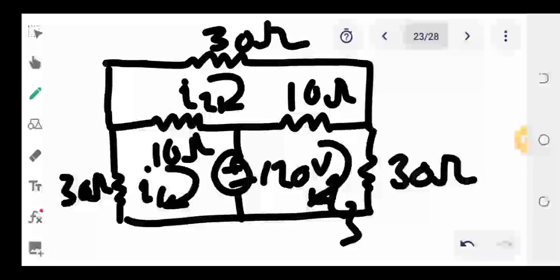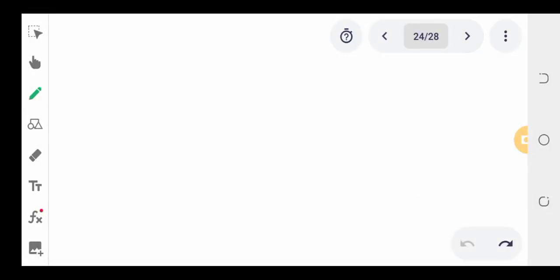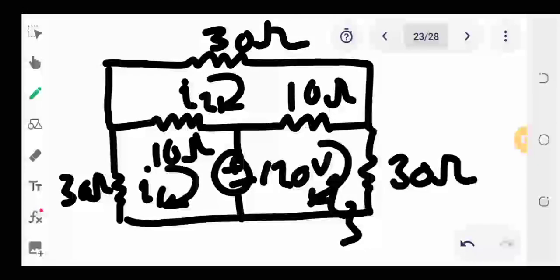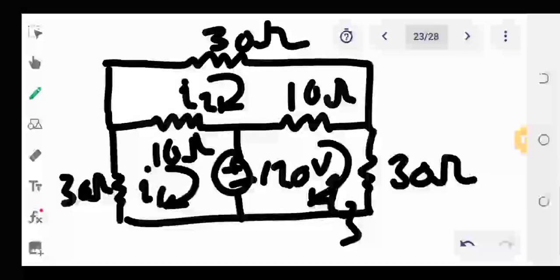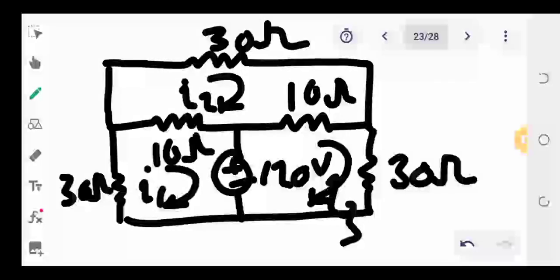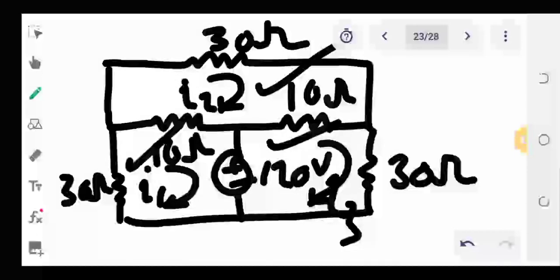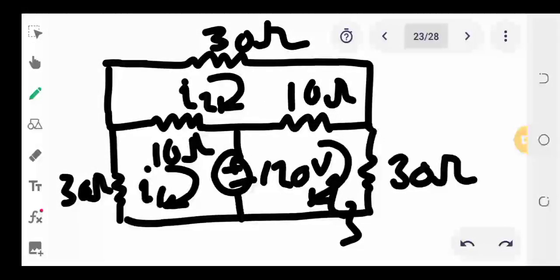Let us determine, using mesh analysis, the values of I1, I2, and I3. So here we start. We name mesh by mesh. A mesh is simply a loop which is not enclosed in another loop. So in this case, we have this as our mesh 1, mesh 2, and mesh 3.